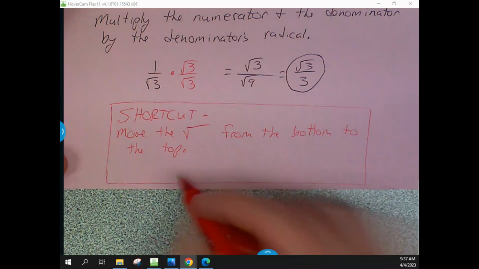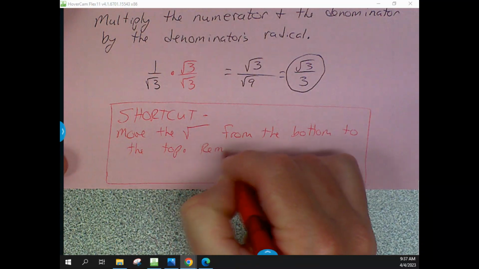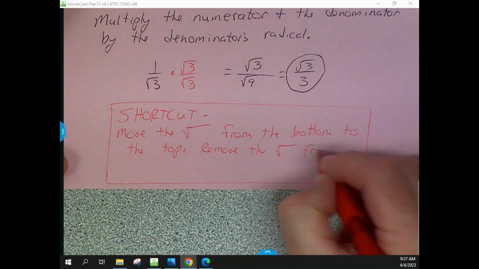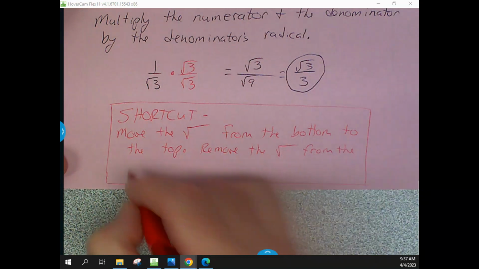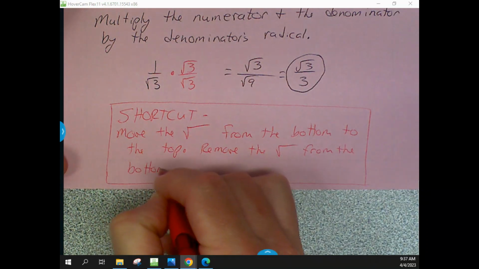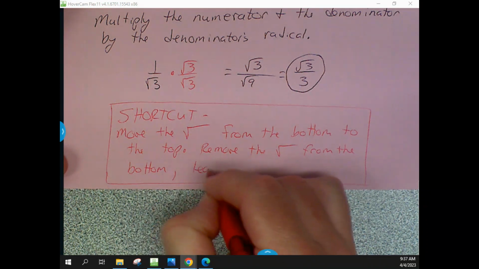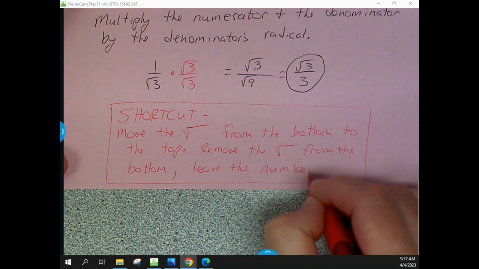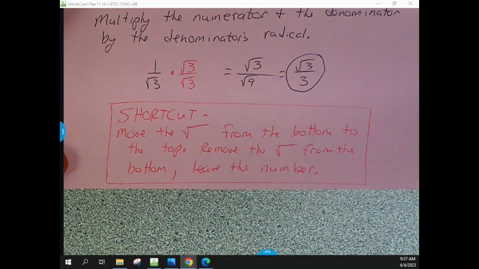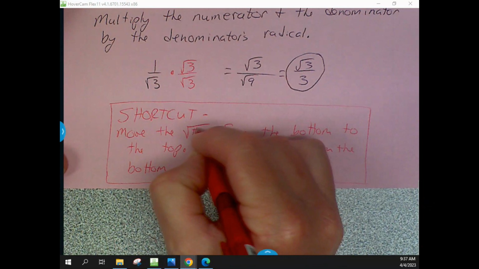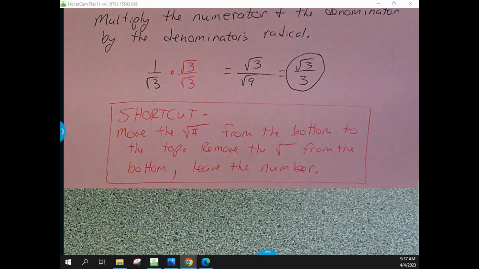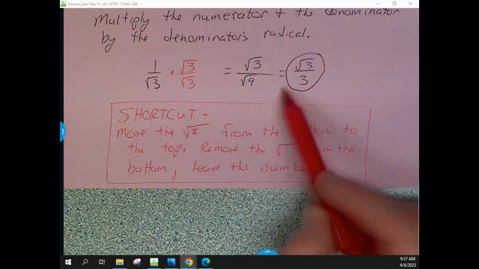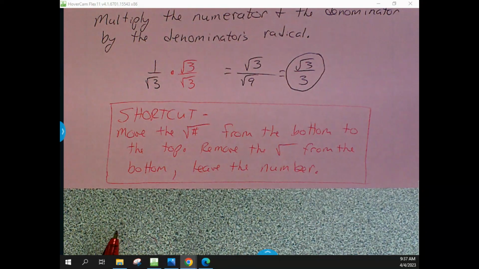And then on the bottom, just remove the radical from the bottom. And that way you leave just the number. So you're going to move the square root of the number from the bottom to the top. So we took the square root of 3, moved it from the bottom to the top. And then on the bottom, you just take the square root off the bottom, and then you're good to go.